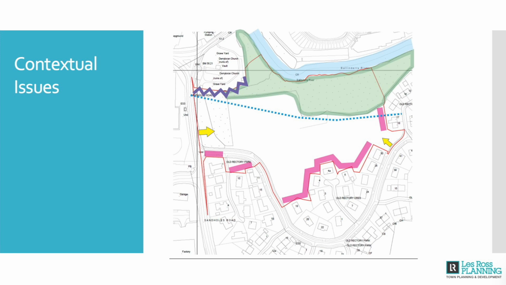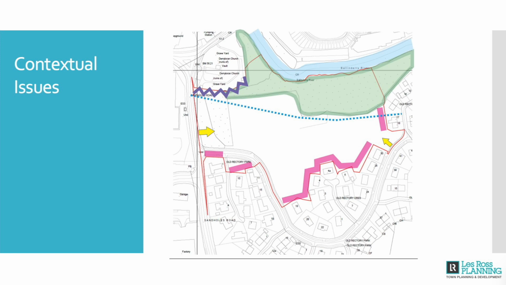The pink lines are those places where we need to be very sensitive to the relationship between the proposed housing and the existing housing. Now, this will be of interest to you: the two yellow arrows are the places where this site can be accessed from.